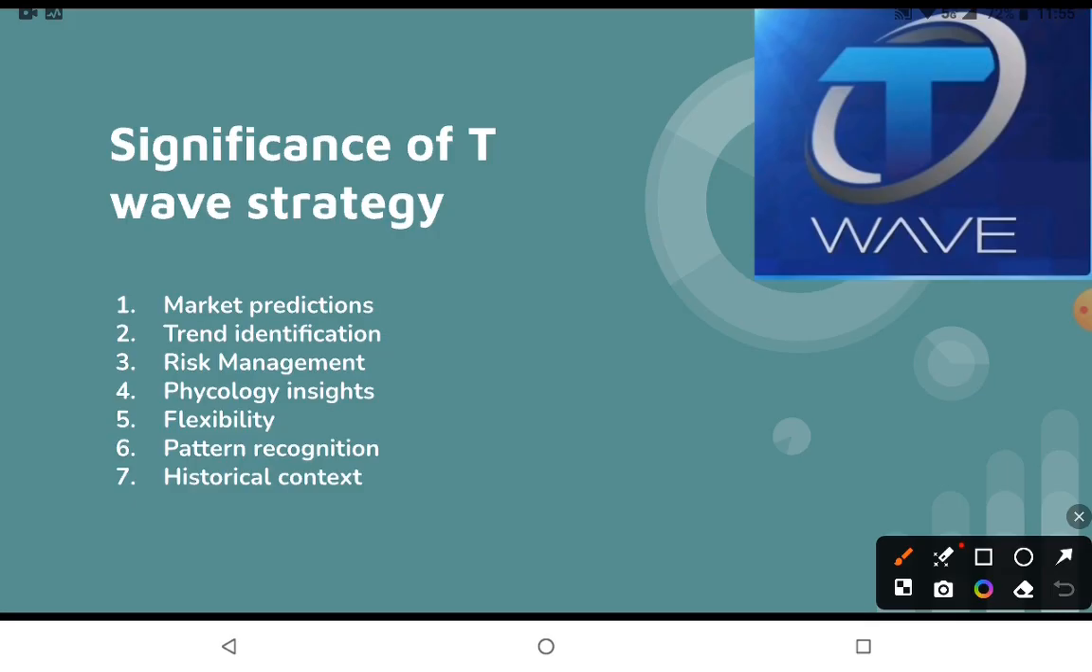Okay, so risk management. The T-wave strategy helps us utilize our risk management. It helps traders set stop loss and take profit based on wave structures, helping to mitigate losses. So it helps us mitigate our loss and make good risk management.